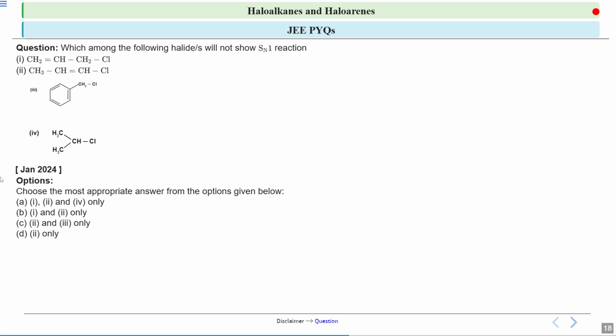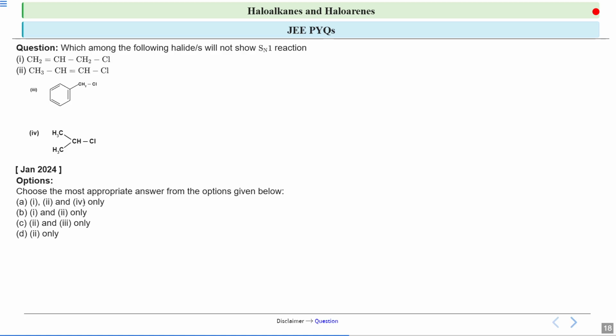Let's see the next question. The question is, which among the following halides will not show SN1 reaction? So we have been given four molecules. The first is CH2=CH-CH2Cl. You can say this is a haloalkene. The second molecule is CH3CH=CHCl. The third molecule is a benzene ring over which CH2Cl is present. And the fourth molecule is CH3CHClCH3.